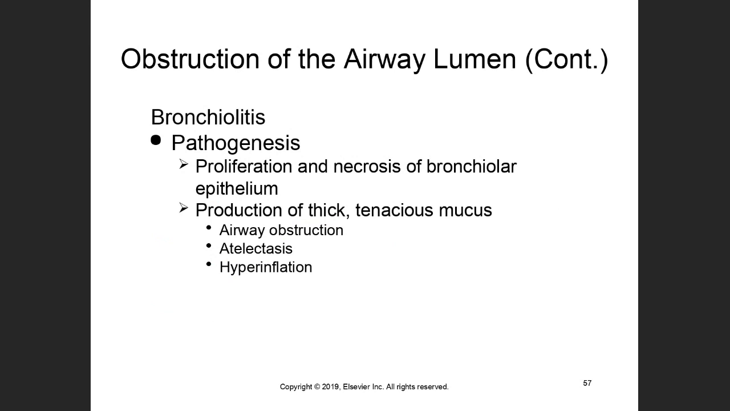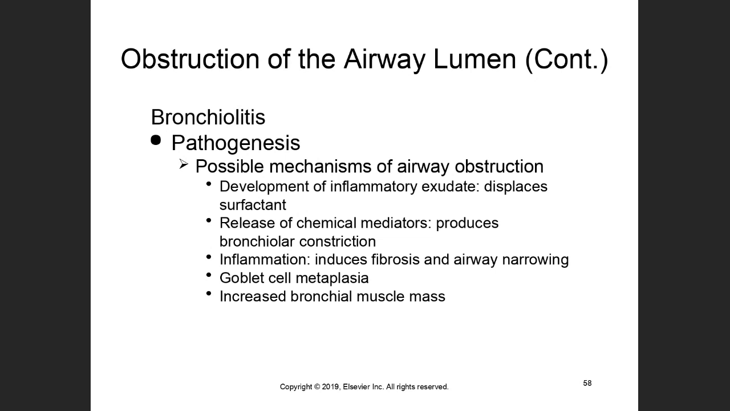Okay, we have pathogenesis: proliferation and necrosis of bronchial epithelium, production of thick, tenacious mucus, airway obstruction, atelectasis. Atelectasis is a problem in the lungs where they collapse. Okay, hyperinflation. Pathogenesis, possible mechanism of airway obstruction: develop inflammatory exudate, displaced surfactants, release of chemical mediators, inflammation, and increased bronchial muscle mass.